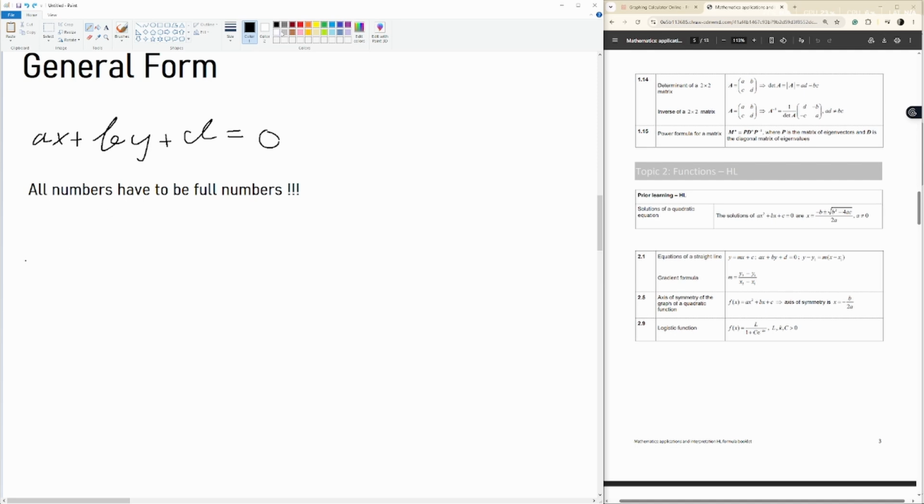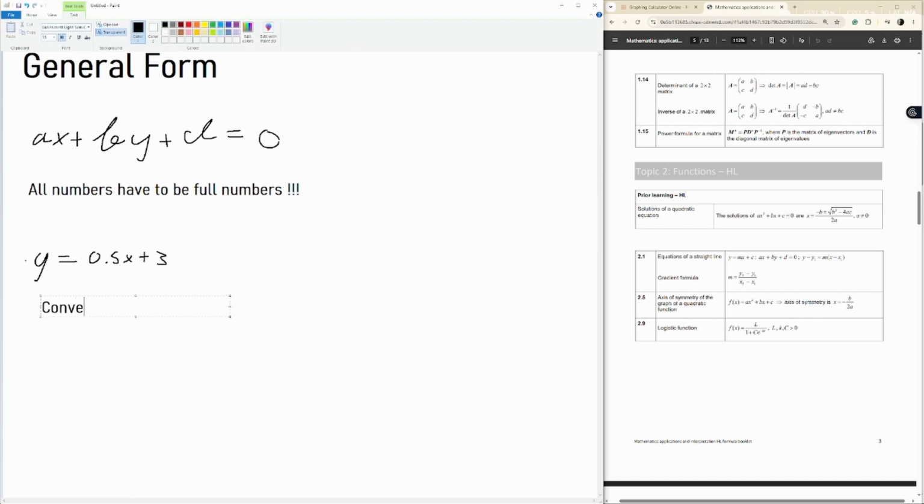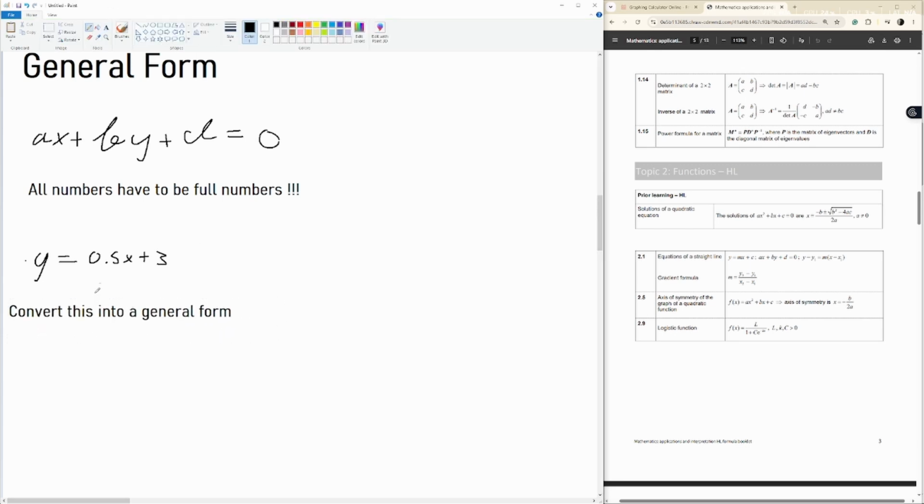And sometimes you're also given, let's say, a gradient-intercept form, which is that y is equal to 0.5x plus 3, and it says convert this into a general form, and therefore you have to simply convert this into something more like this.